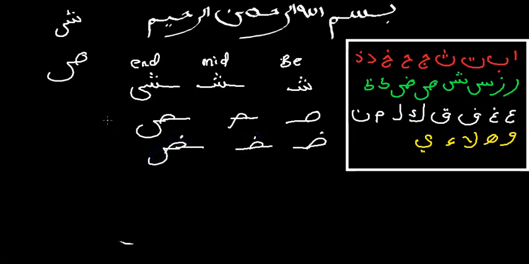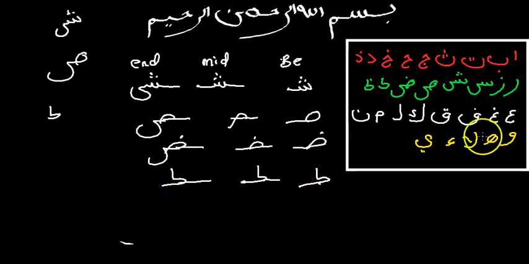That's sadun and badun. The ba'un, the beginning form is this. The isolated form is ba'un. The beginning form is this. Middle form is this. And the end form is this. Same thing with the za'un.